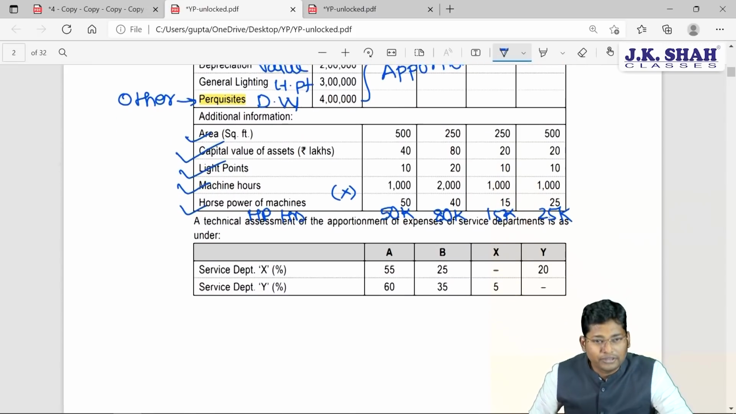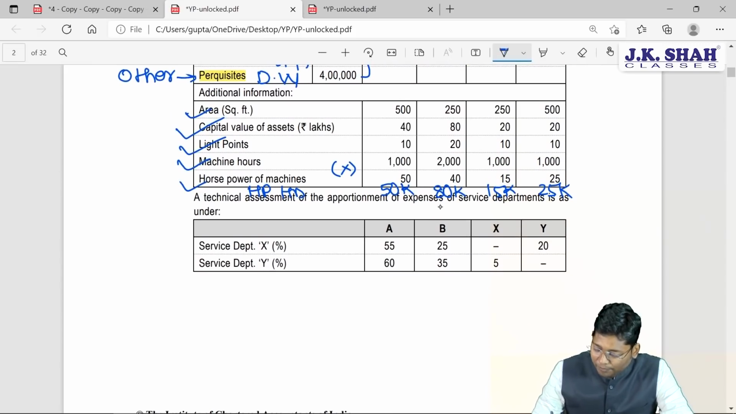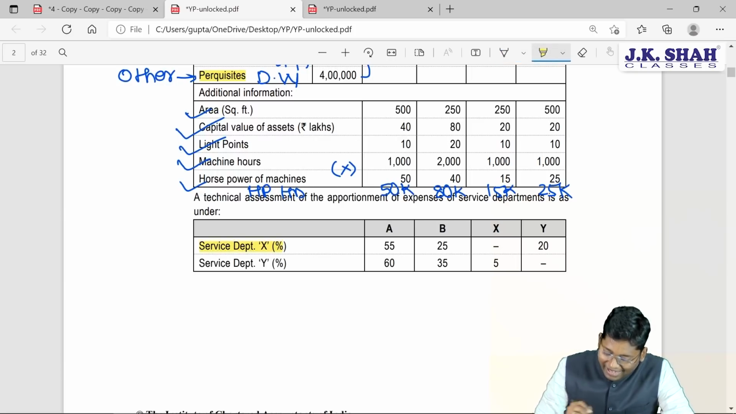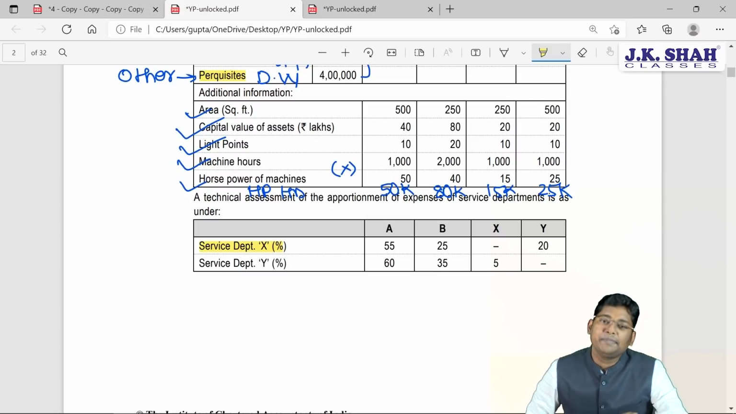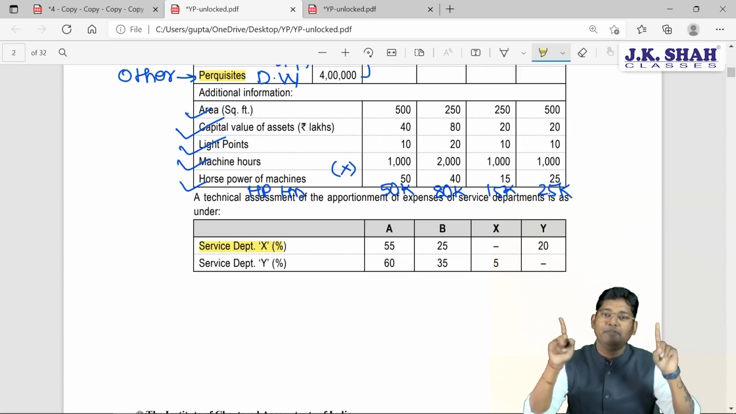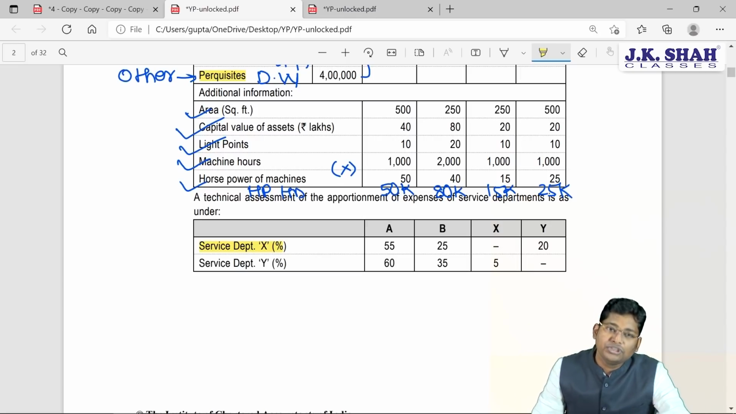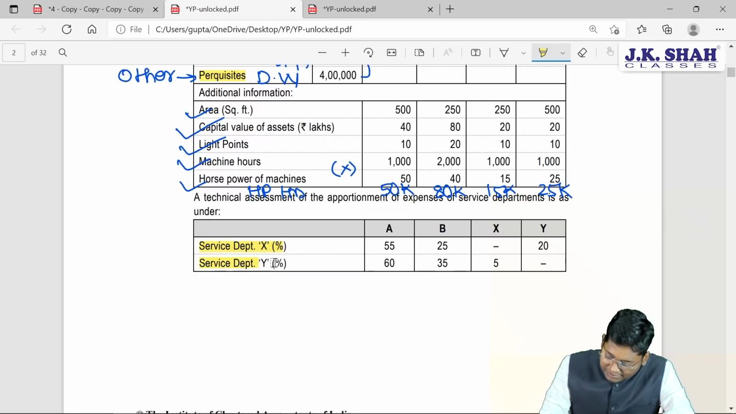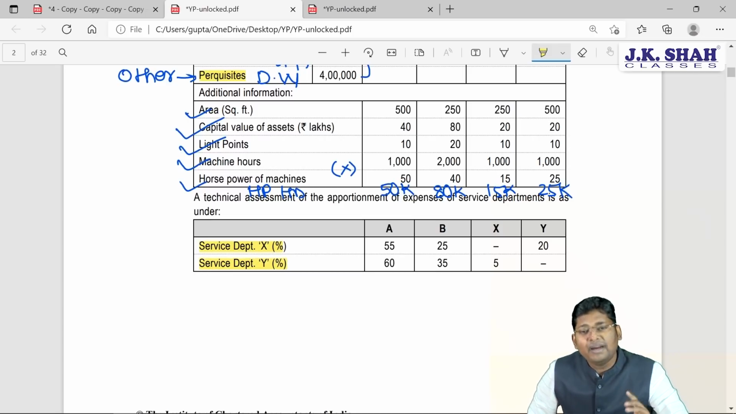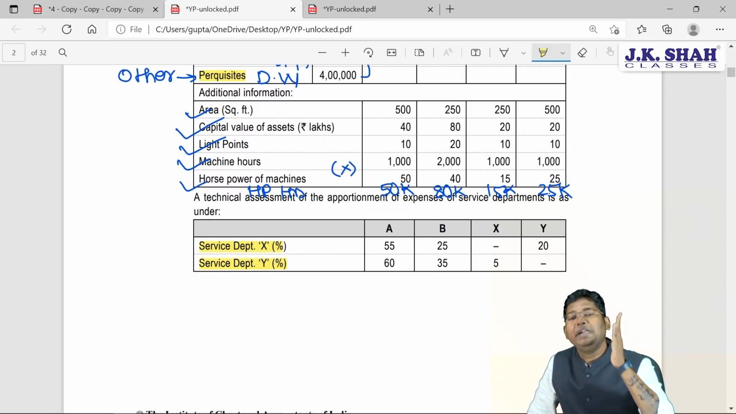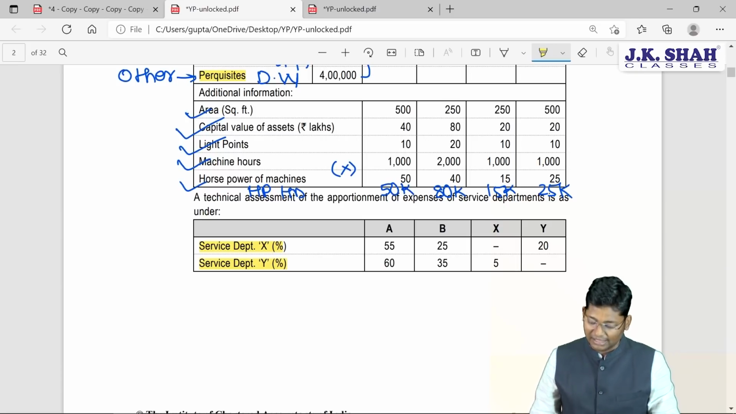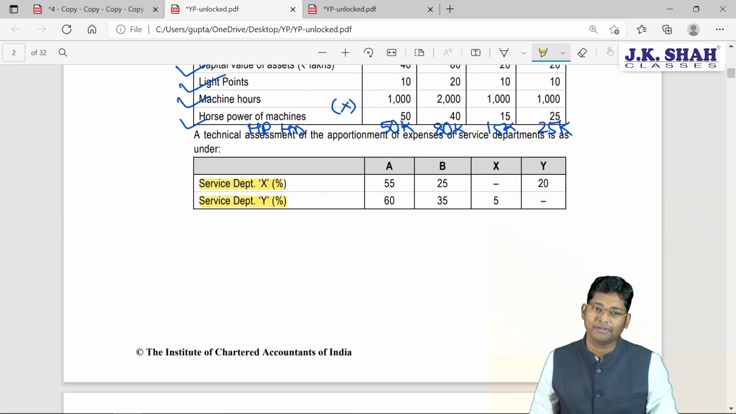What is given after this? The technical assessment of the apportionment of expenses of the service departments is as under. Service department reapportionment ratios are given, the basis is given. Whatever service department X expenditure is there, we are going to divide that expenditure in 3 parts between A, B and Y in the given proportion, in the given percentage. The expenses of service department Y we are going to divide again in 3 parts between A department, B department and X department. So these are the reapportionment basis margins given in the question.